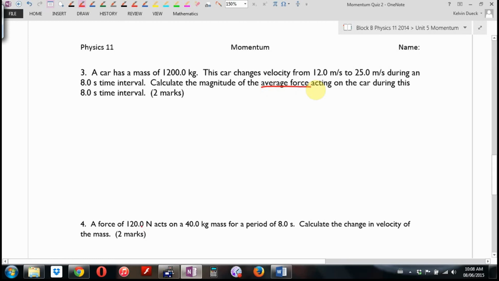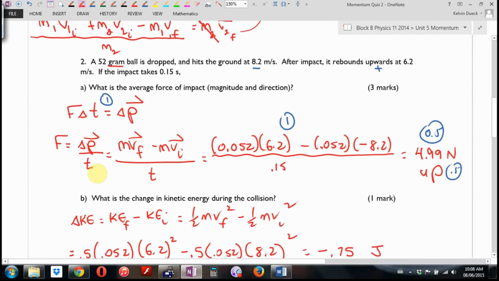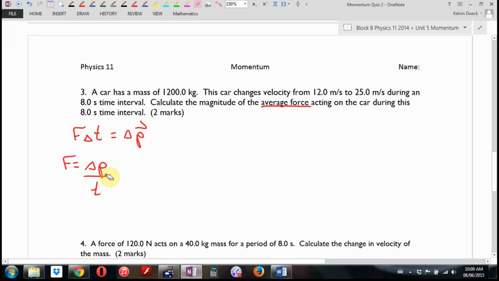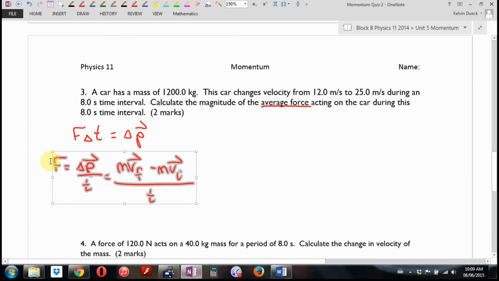It wants me to find the average force. Well, force times change in time equals change in momentum. So I think the force is going to be the change in momentum divided by the time. In fact, I think I could probably go like this. I think mathematically this is going to be the same physics. A car's change in velocity is the same physics as a ball bouncing. It's just that I don't think there's going to be a change in direction here.